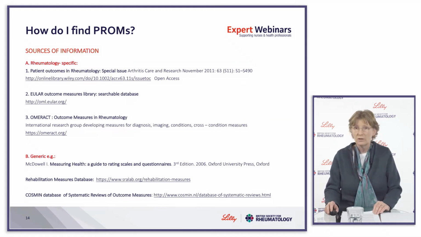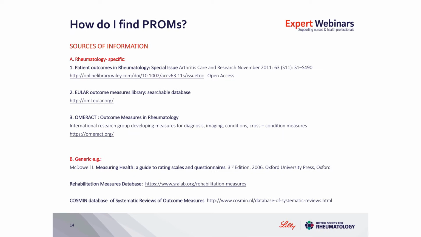So here I've given you a list of where you can find PROMs, and here are some good resources. For rheumatology measures, the first one was a special supplement of Arthritis Care and Research, free to download, with reviews of measures and links to where to get them. The European League Against Rheumatism's Outcome Measures Library has a searchable database, and the OMERACT Outcome Measures in Rheumatology does as well. If you're looking for perhaps slightly more generic measures, McDowell's Measuring Health book's a good resource. The Rehabilitation Measures database and the COSMIN database are systematic reviews of outcome measures.